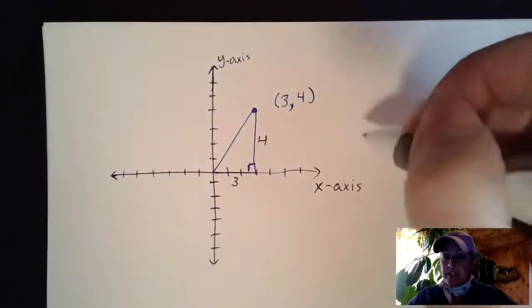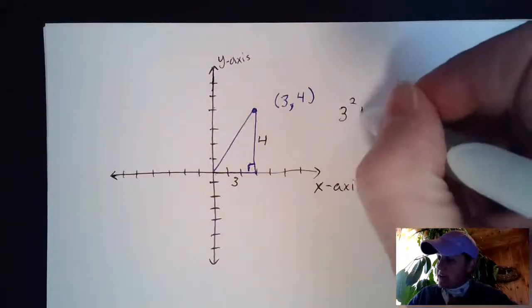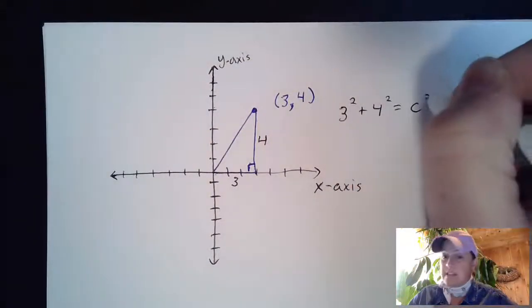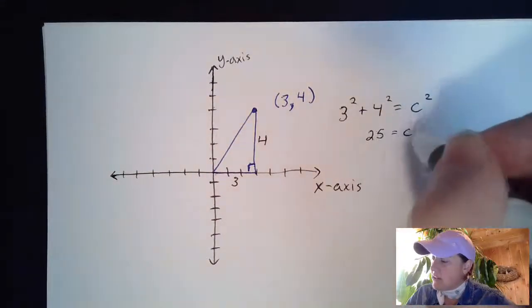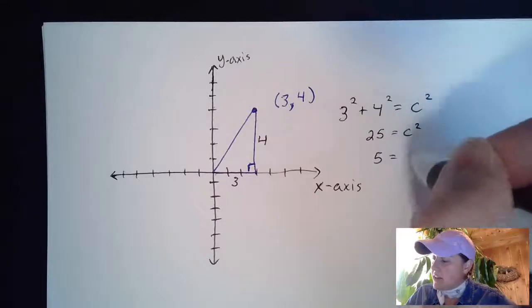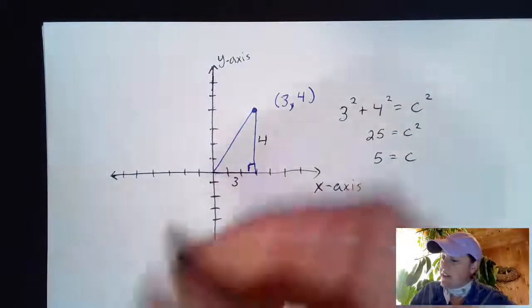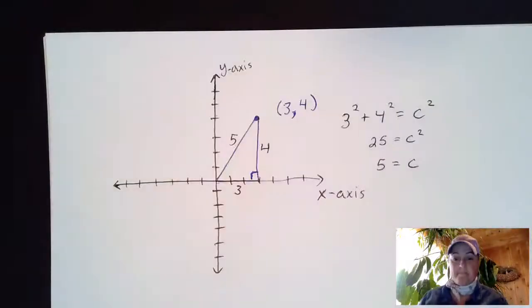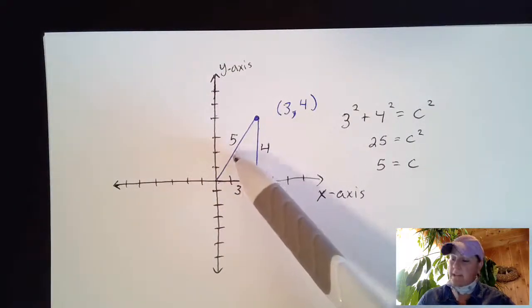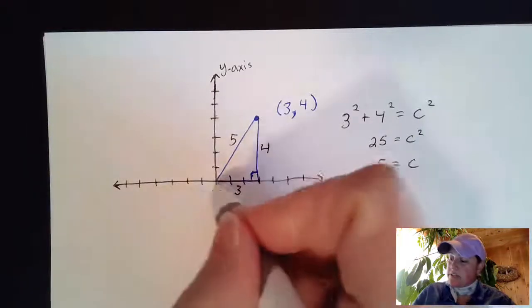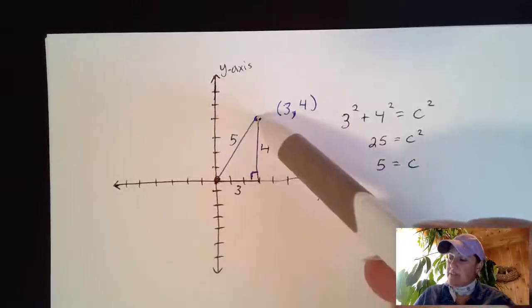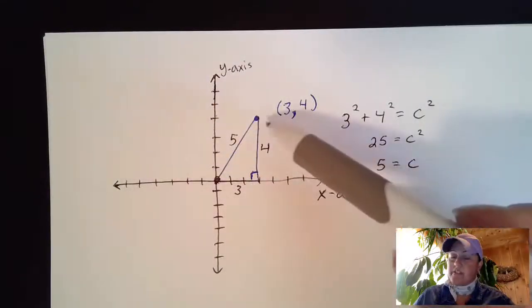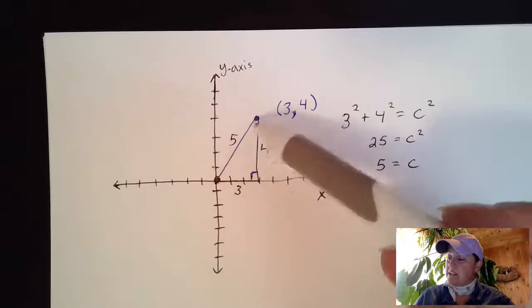And then we can use the Pythagorean Theorem. 3 squared plus 4 squared equals c squared. Go through and solve this. So we know that the hypotenuse is equal to 5. Alright, so now that we know the hypotenuse is 5, we can imagine that the center of our circle is at (0, 0), and that the radius is 5. And we're going to move this all the way around to create that circle with a radius of 5.